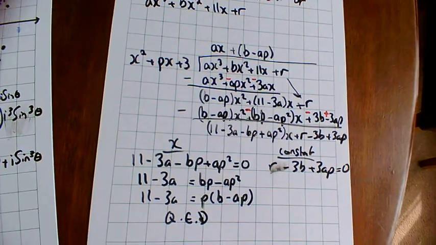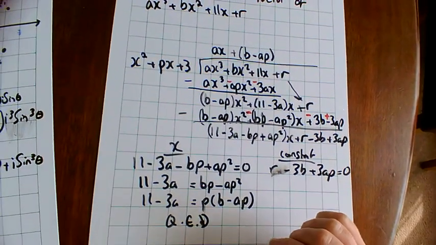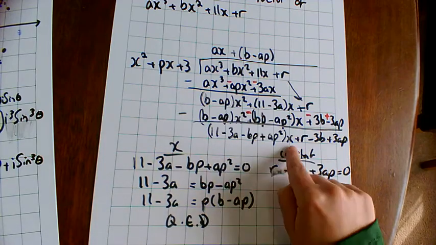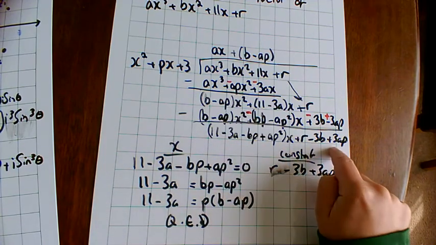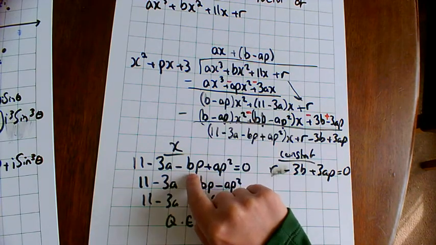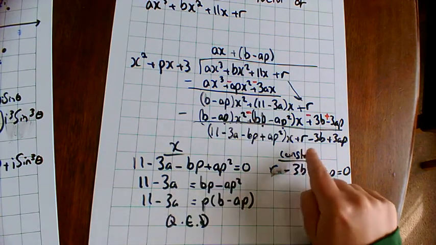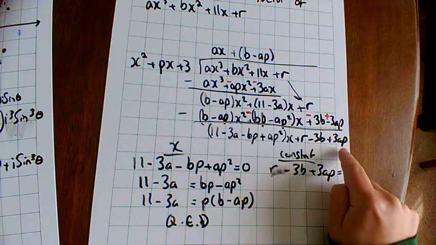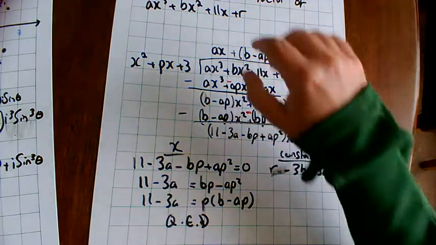So without even looking at what I'm asked to prove just yet, I know that the x part must be 0 and the constant part must be 0. So I let this equal 0. 11 minus 3a minus bp plus abp, that must be 0. And the constant part, r minus 3b plus ap, that must also be equal to 0.